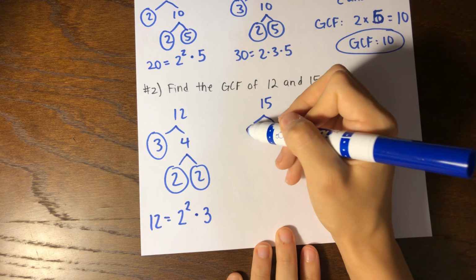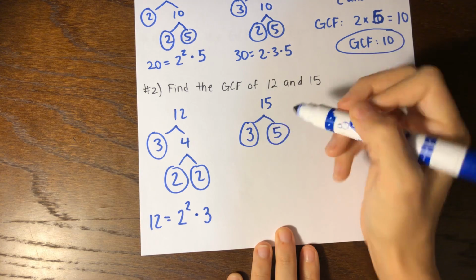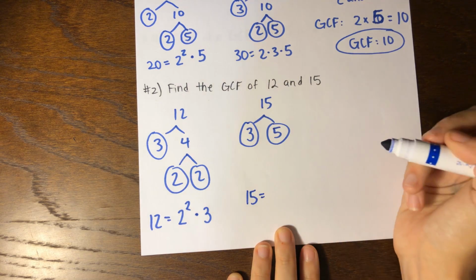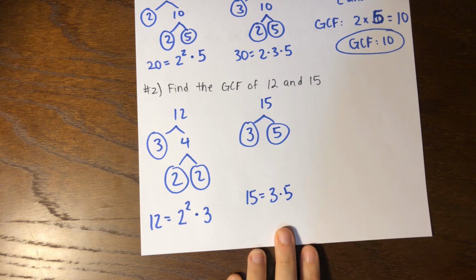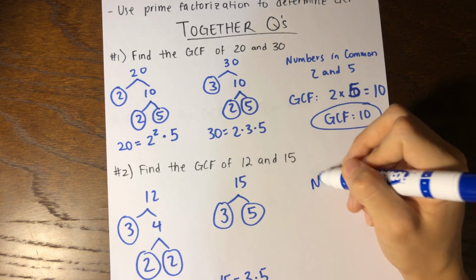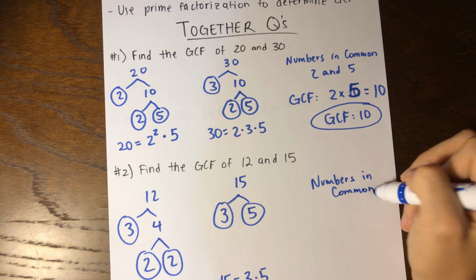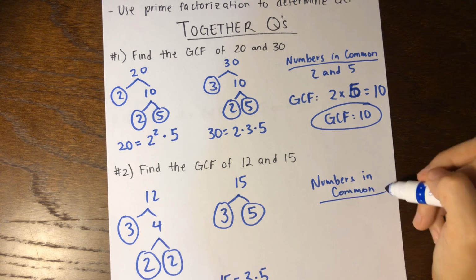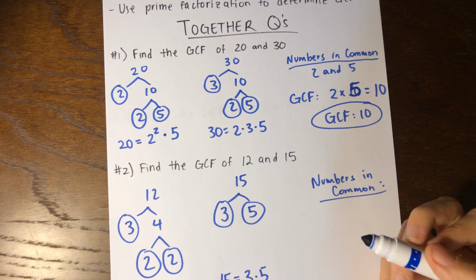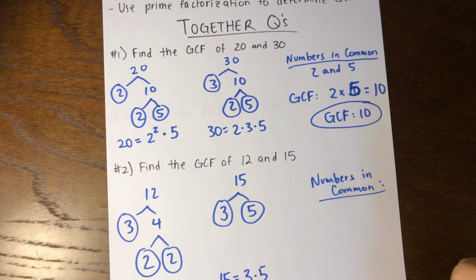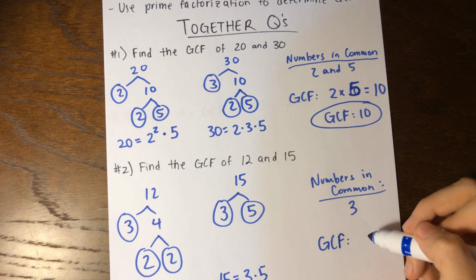For 15, numbers that come to mind are 3 and 5. Those are both prime numbers. So 15 is equal to 3 times 5. Then remember the numbers in common. Their numbers in common are 3. They only have 3 in common. So the GCF is 3.